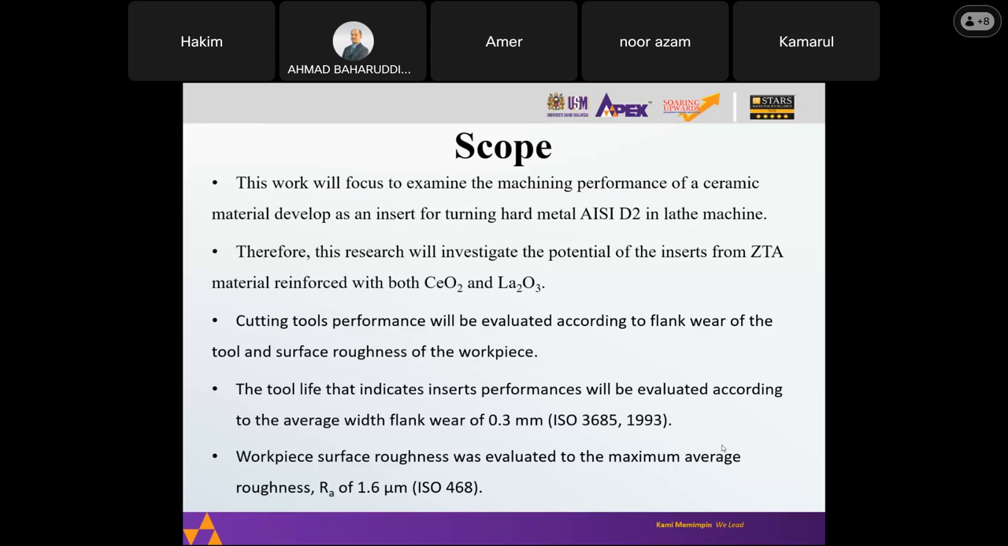So the tool life that indicates insert performance will be evaluated according to the average width flank wear of 0.3 mm. According to ISO 3685, the maximum average width of flank wear is 0.3. Exceeding 0.3 mm, the tool is considered to be worn. So the testing only goes to the maximum level of 0.3. And workpiece roughness was evaluated to the maximum average roughness Ra of 1.6 micron according to the ISO 468.